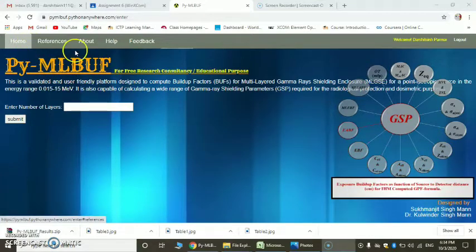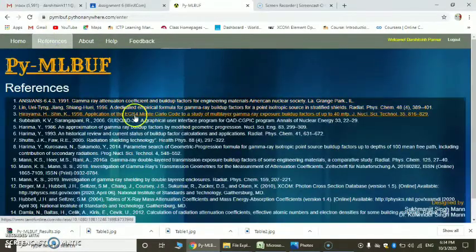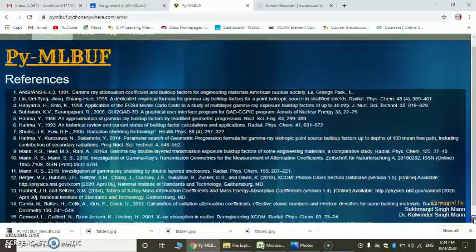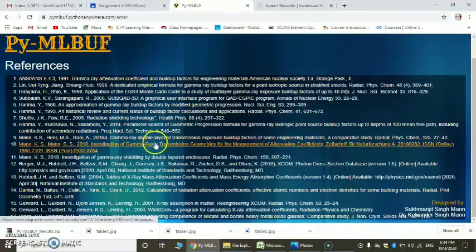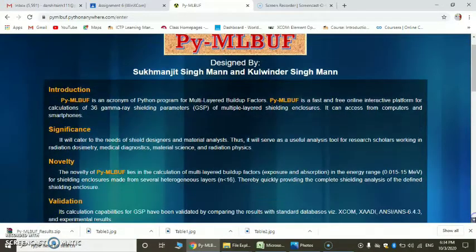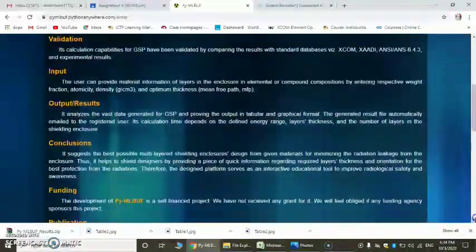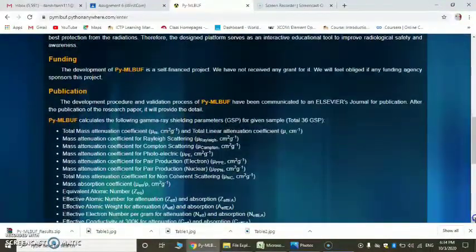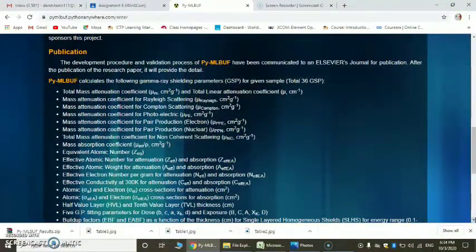So here we have the references for this platform. These are the references for the platform. This is the information about the platform, introduction and significance and all points. But the main fact is which 36 gamma ray shielding parameters are calculated. So here we have the 36 gamma ray shielding parameters.